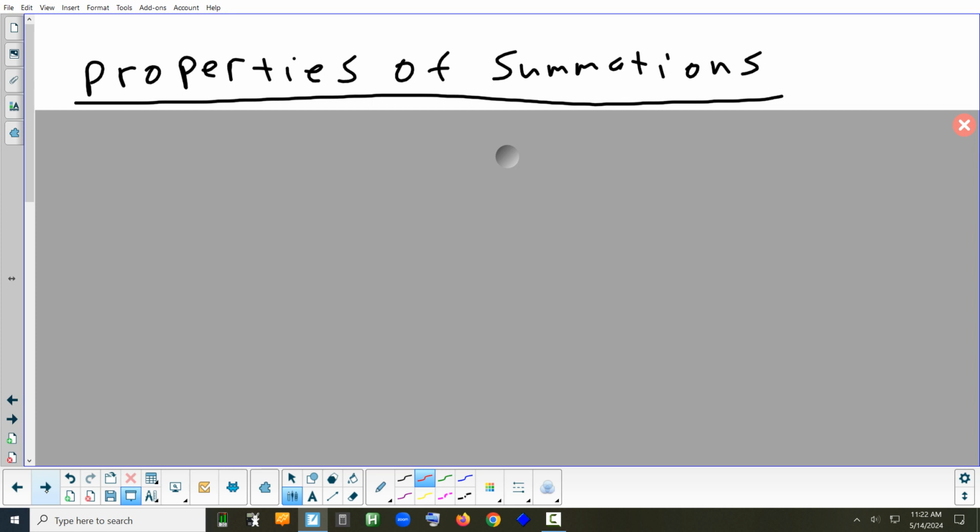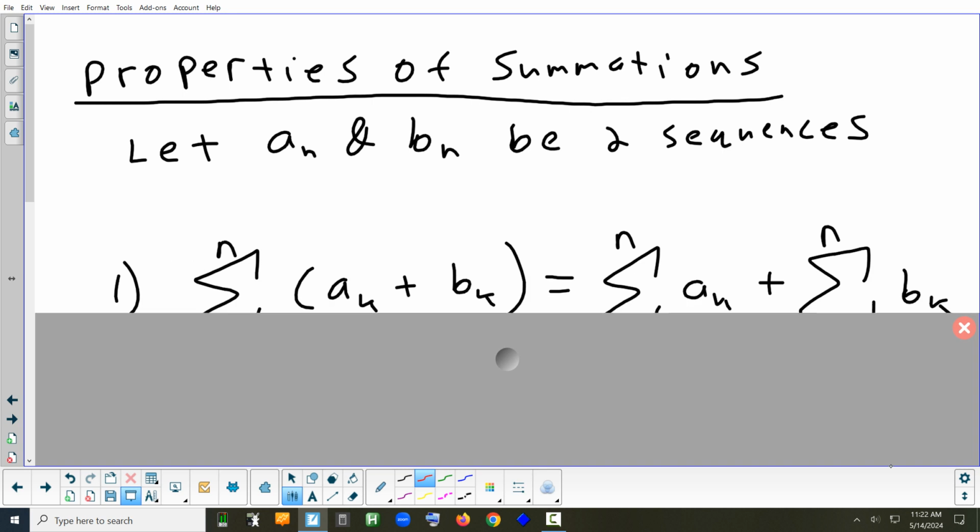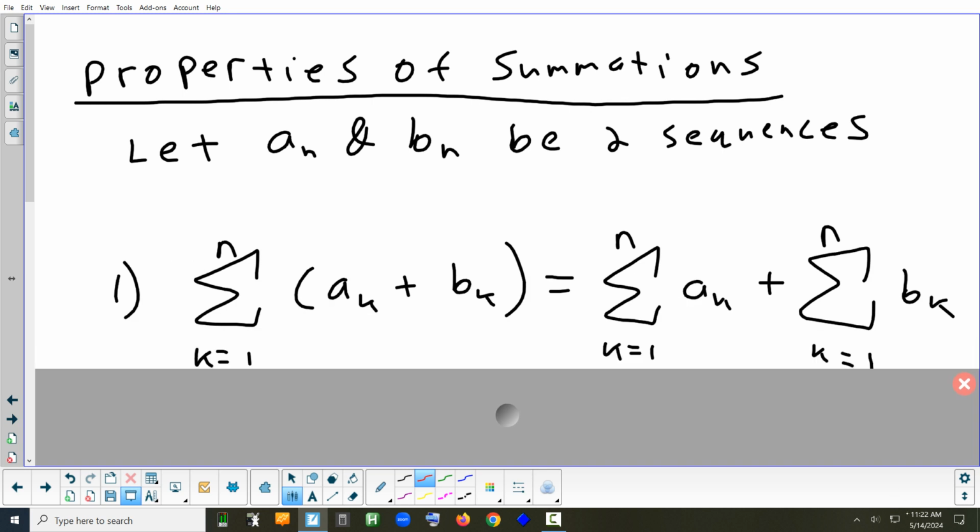All right, so for that, we're going to look at some properties of summations. These properties are basically going to allow us to combine and split summations and simplify them. Okay, so here's our first property. And I'll demonstrate this first property with actual numbers.